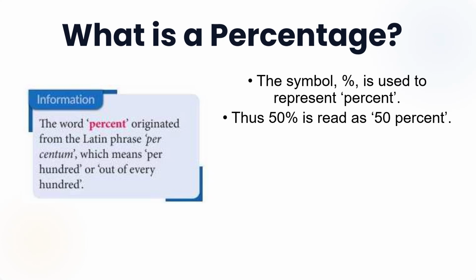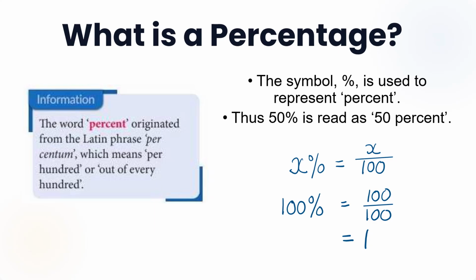And how do we convert a percent to a number? For example, if you're given X percent, it can be converted to a number by writing X over 100. So therefore, 100% is actually 100 over 100, which gives you 1. So 200% will be 200 over 100, which gives you 2.